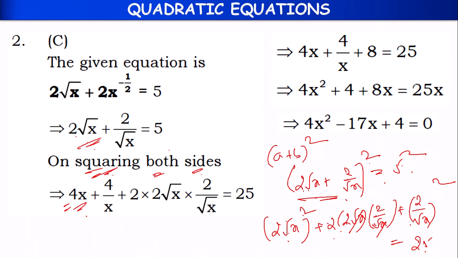2ab, 2 into, one minute children, 2 root x plus 2 by root x whole square: 2 into 2 root x into 2 by root x, plus 2 by root x whole square.